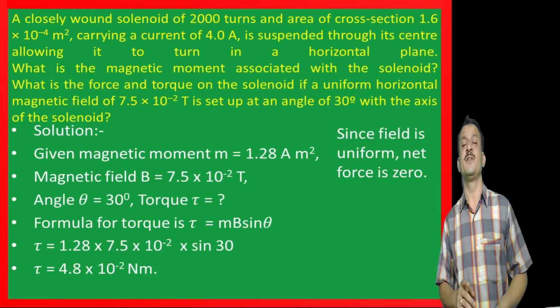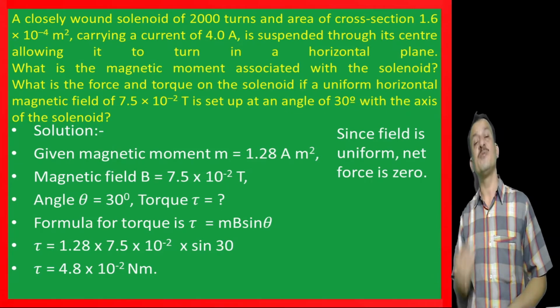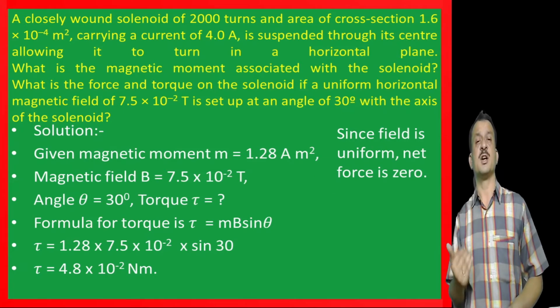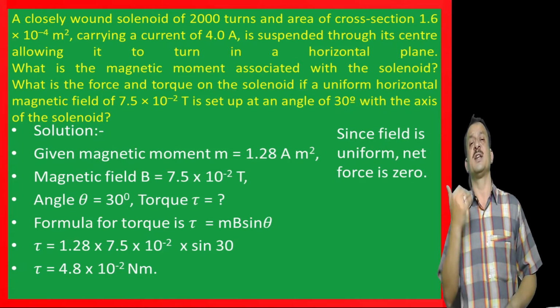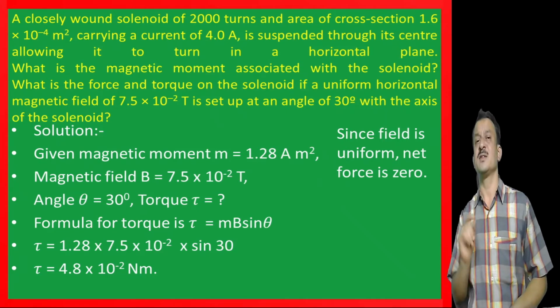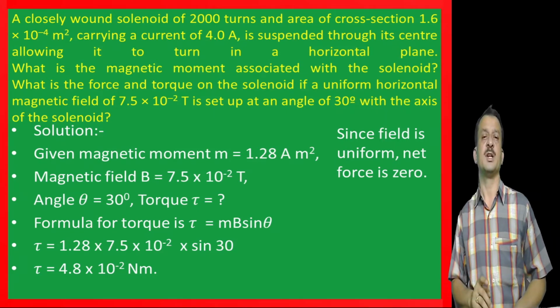Since field is uniform, then what is the force? Since field is uniform, the two forces are equal and opposite, and hence the net force is 0 because field is uniform. Clear? Now move on to the next problem.